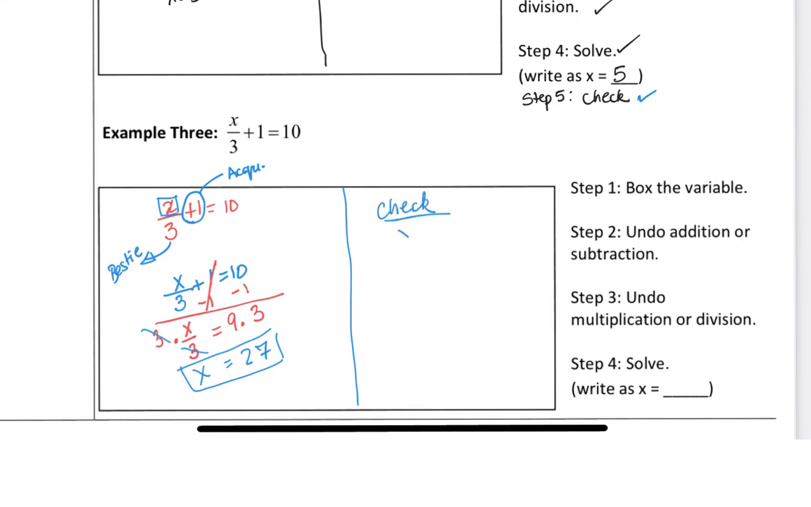So for my check, I'm using the original problem, x divided by 3 plus 1 equals 10. Remember, I'm going to input the value of the variable using parentheses. So the quantity 27 divided by 3 plus 1 equals 10. Well, 27 divided by 3 is 9. 9 plus 1 equals 10. And 10 does equal 10. Check, I'm done. So I did find that x equals 27 was the solution for this problem.